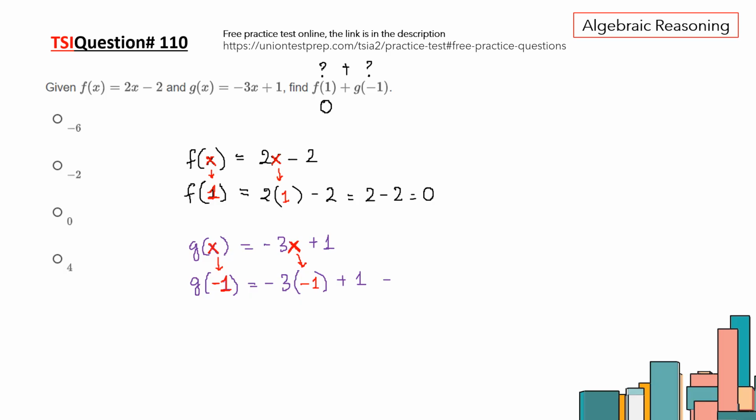Now simplify. Negative 3 times negative 1: negative times negative is positive. 3 times 1 is 3, positive 3. Add 1, that's equal to 4. So g of negative 1 is 4. Now, to answer the question, we add them up. 0 plus 4 is equal to 4. So D is the correct answer.